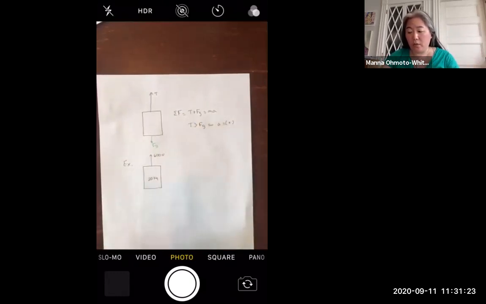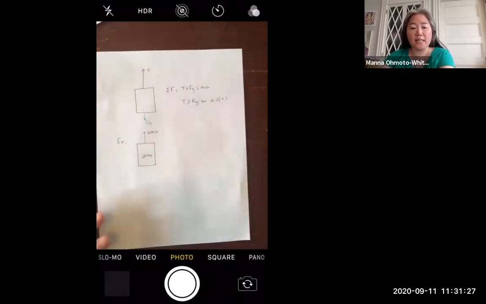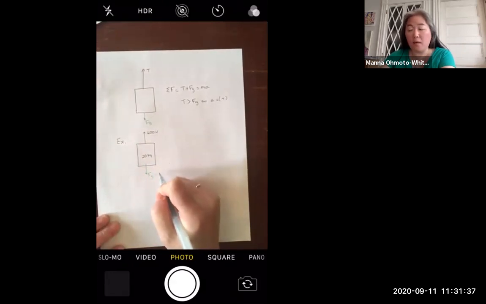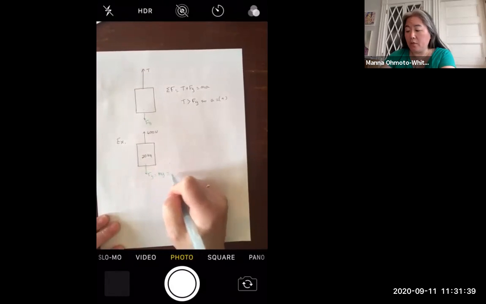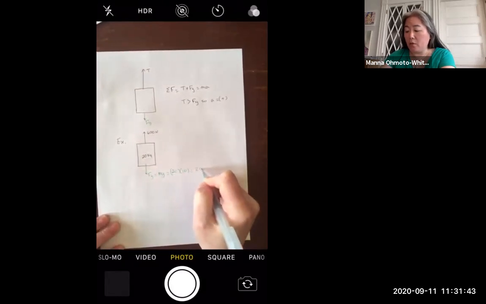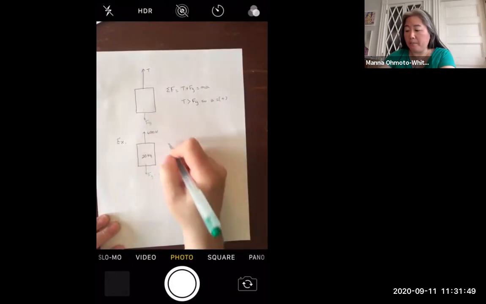So let's run through an example. I have an elevator and I have 600 newtons as the tension. I have the mass of the elevator, but I'm missing the weight. But I can calculate that because Fg is always equal to mg. So that's going to be equal to 20 times 10, because we round, or 200 newtons. And this will be a negative 200 newtons because it's pointing in the downward direction.